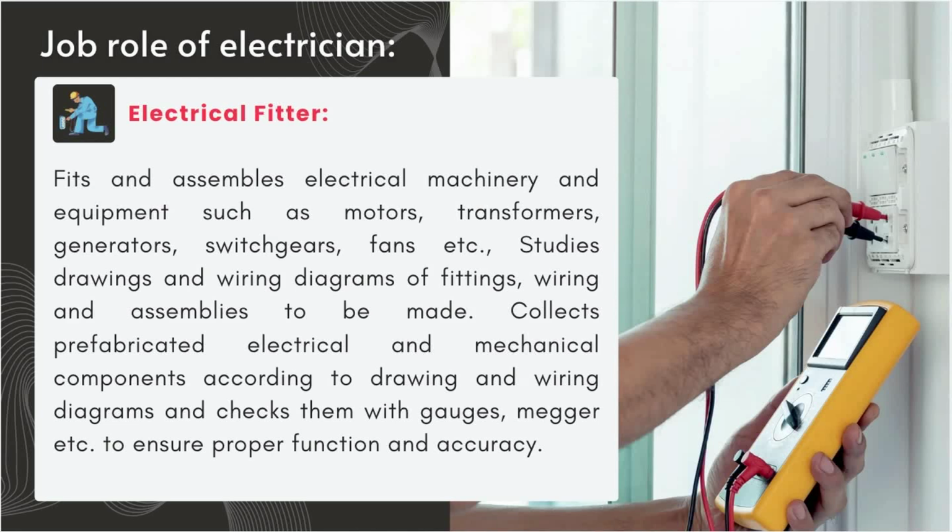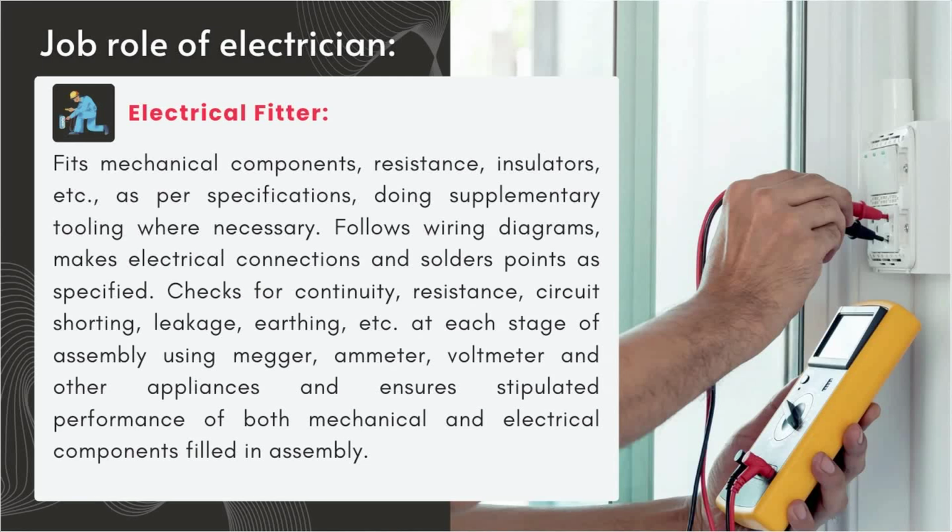They can collect prefabricated electrical and mechanical components according to drawings and wiring diagrams and check them with gauges, measures, etc. to ensure proper functions and accuracy. They can fit mechanical components, resistances, insulators, etc. as per specifications and do supplementary tooling wherever necessary. They can follow wiring diagrams, make electrical connections and solder points as specified. They can also check for continuity, resistance, circuit shorting, leakage, earthing, etc. at each stage of assembly using Megger, ammeter, voltmeter and other appliances and ensure stipulated performance of both mechanical and electrical components fitted in assembly.